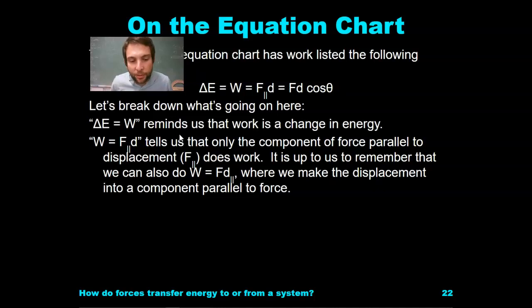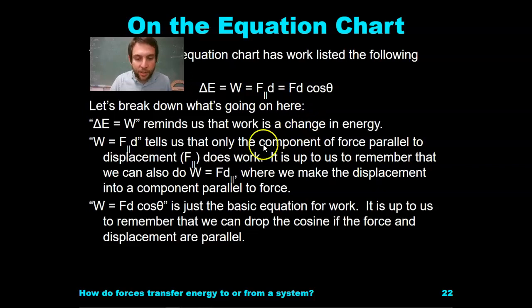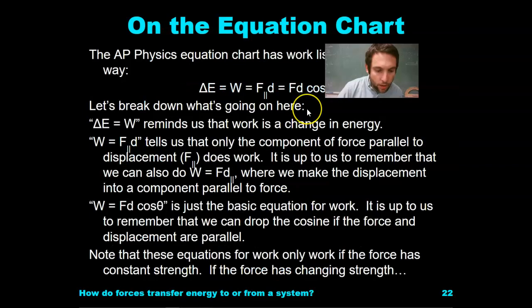It's up to us to remember we can do work equals F D parallel, where we make the displacement into a component parallel to the force, if you like to. Pick one of those three ways to solve the problem and just stick with it. That's my advice. W equals FD cosine theta is just the basic equation for work. It's up to us to remember we can drop the cosine if needed. Just note that these equations for work only work if the force has constant strength.